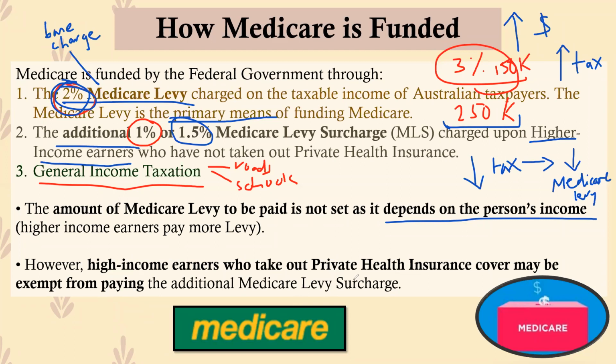There are some things that these high income earners can do that will excuse them or exempt them from paying that additional surcharge. Okay, because remember, the Medicare levy is the base charge. This one everyone has to pay. The surcharge is the additional amount. Okay, this is the additional amount that only the high income earners have to pay there. All right, so that's the basic idea there.